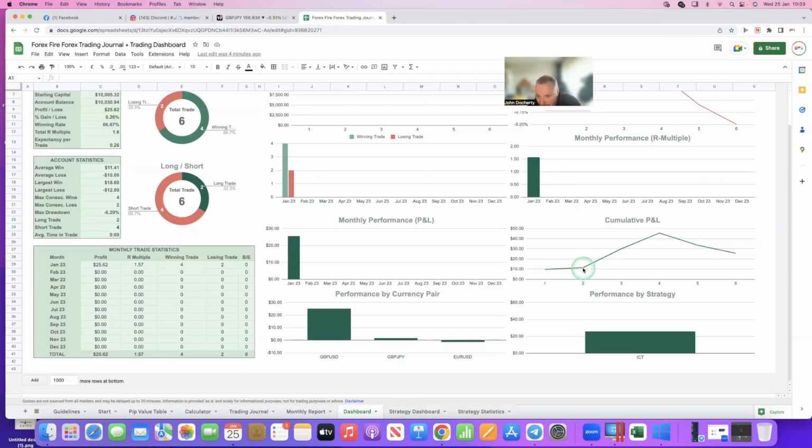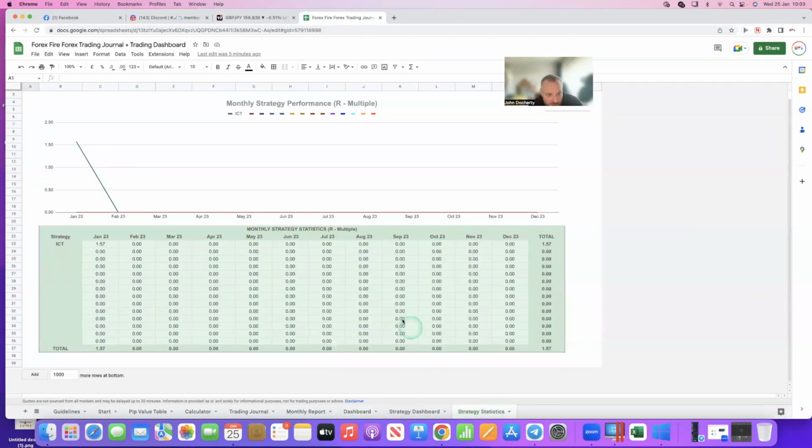From there, we've got the accumulative profit to loss. Again, we had a little bit of a win the other day. We had a nice win yesterday. Today, it's come back down. The performance on the currency pair, we've got the GBP USD, which was done as well. The GBP JPY, again, in profit. And now we can see, because the EUR USD has cost us, it's starting to come in the minus a bit. Performance strategy is the ICT. Strategy stats, we are on a Sharpe ratio of 1.57.